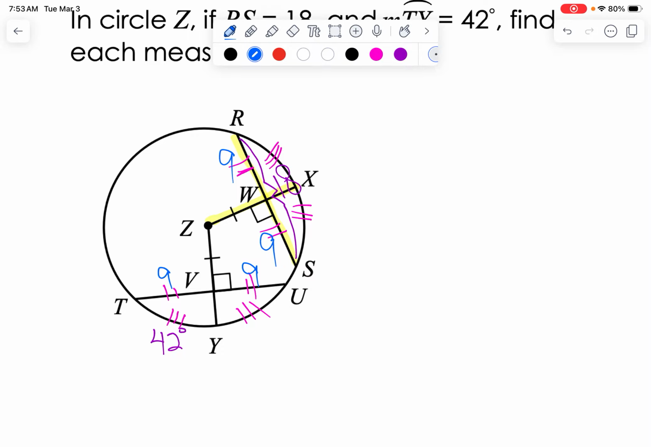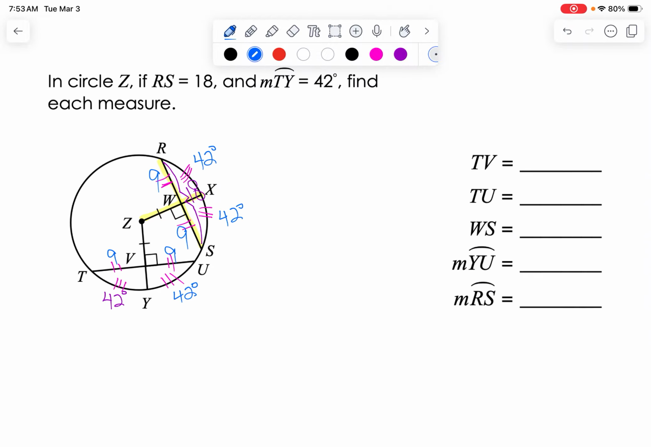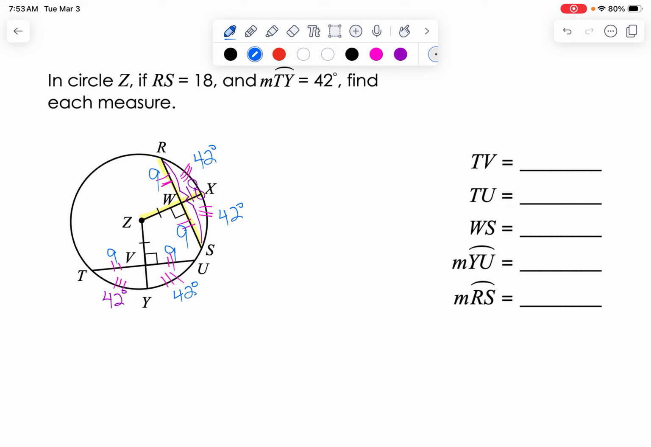All right. Now, I also know that if this arc here, TY, is 42, then that means this has to be 42 degrees, and so is this, and so is this. Okay, so that's just using the properties. Now, is there anything we're missing? All right, TV, let's see. TV, we have, that's 9. TU, that's all the way across. 9 and 9 is 18. WS, also 9.